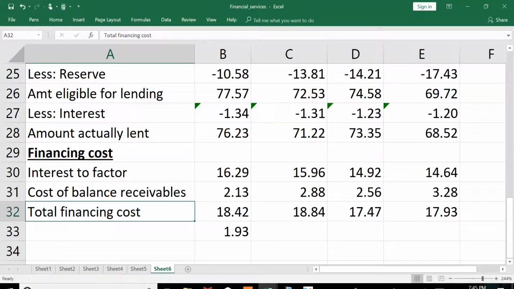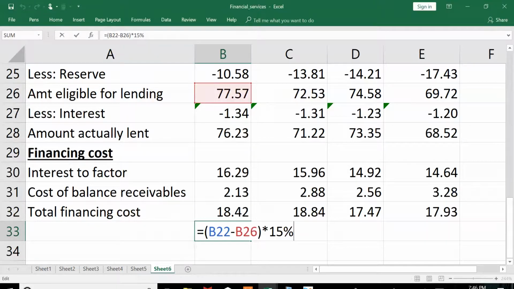Okay. Now, in the institute's calculation, I cannot follow exactly what the institute has done because there's a little bit of a logic gap here. Till now, at least, depending on the understanding, we can go. Institute has done it this way: overall receivables minus amount eligible for lending, and they have deducted, saying that amount eligible for lending, and they multiplied with 15% to calculate the in-house management, or to calculate the cost of balance receivables.